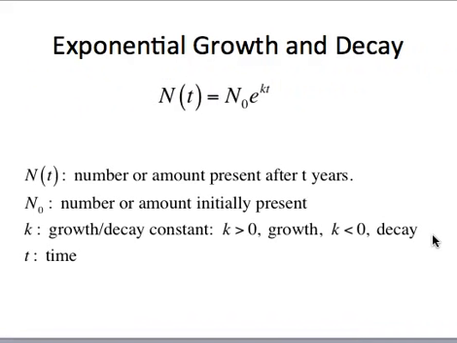Our next model is an exponential growth and decay model. So the number we have is the initial number times e to the kt. N of t is the number or amount present after t years. N sub 0 is the initial amount or number present. k is our growth decay constant. If k is positive, N is growing, it's increasing. If k is negative, it's decreasing or decaying. t is the time that we're going to use depending on the context.